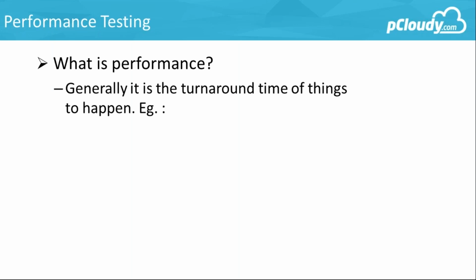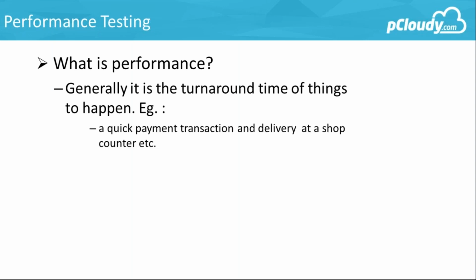So what is performance? Generally, it is the turnaround time for things to happen. For example, if you go to a McDonald's and you order a burger, how fast you get it delivered on your counter. Or let's say you're at the checkout of a mall, say Westside, and you place your merchandise on the billing desk. How fast are they able to process it, generate the bill, take the payment, and then pack it and give it to you? These are some of the examples where you can clearly see what turnaround time is.